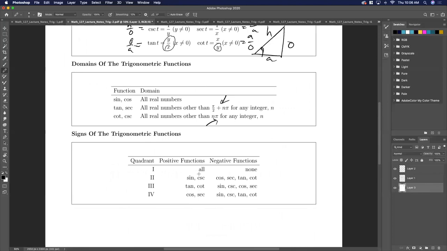One thing that's good to know is in which quadrant is what thing positive or negative? So in the first quadrant, everything's positive, nothing's negative. In the second quadrant, sine and cosecant are positive. And then cosine, secant, tangent, cotangent are negative. Third quadrant, tangent and cotangent are positive, and all these are negative: sine, cosecant, cosine, and secant. And then cosine and secant are positive in the fourth, and then sine, cosecant, tangent, cotangent are negative. And the reason you want to know that is because in some of the questions they ask you as we go through this trig stuff, you're going to figure out which quadrant you're in, and then you should be able to determine the sign on your function most of the time.